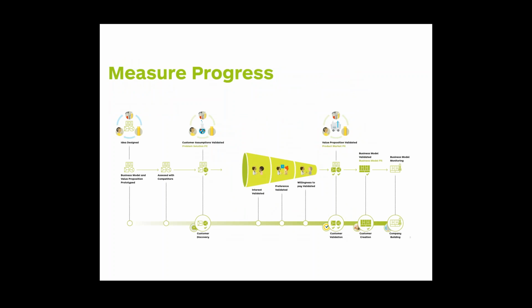To measure that progress, we can look at this kind of spectrum here, where in the beginning we design an idea, right? We sketch out a business model and a value proposition there at the far left. And then the next step, right, we assess that with the competition out in the market, right? And that gets back to that context or that business model environment map.